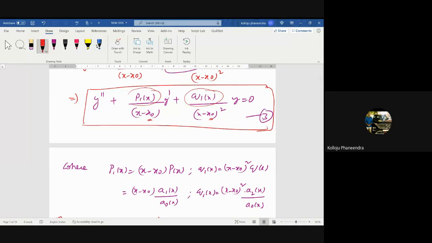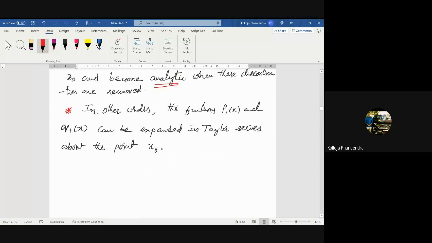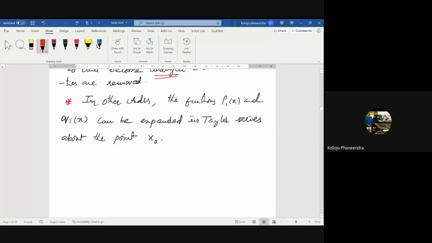about the point x equal to x naught. That means about the singularity. That is called a regular singular point. Another one, irregular singular point. What is the definition of an irregular singular point? A singular point that is not regular.